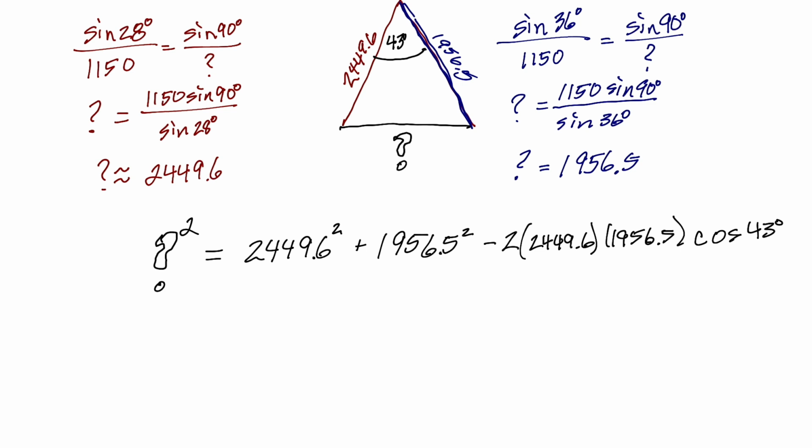All right, so type this into your calculator. You get big question mark squared is, and this is a long decimal, but you don't have to write the whole thing down. Like I've been saying, the calculator holds on to these decimals for us. So when I take the square root of both sides, we get that this is about 1,678.7 feet.